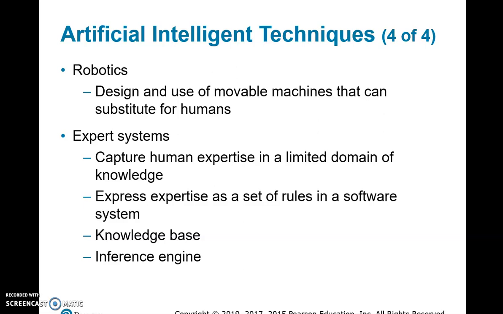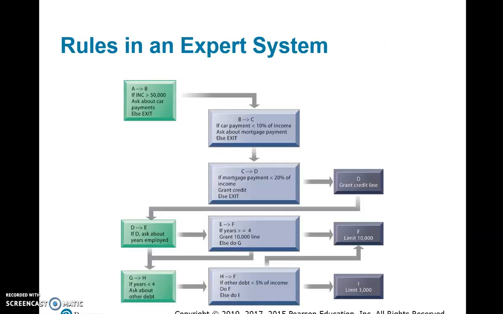Expert systems are simple software that can capture the expertise of humans and then use that expertise as knowledge in the knowledge base so that they can infer some results. This is done using what are called production rules, or a set of rules. So these are some of the production rules in an expert system, and you can use any one of these production rules to figure out how to grant a credit line for a person.